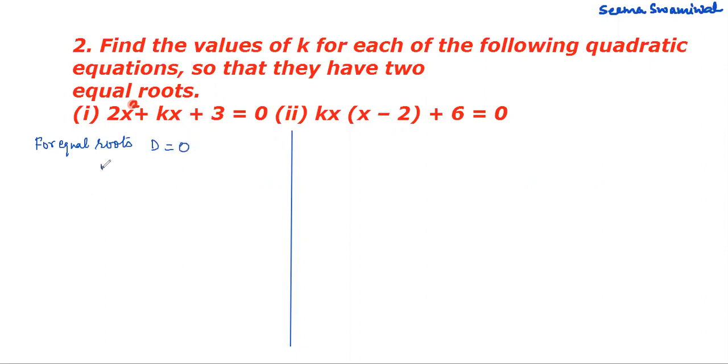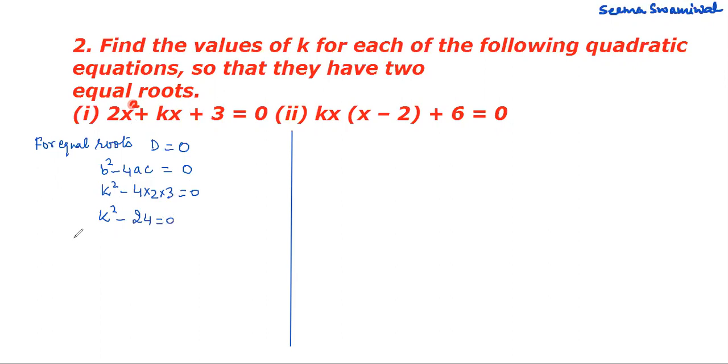For equal roots, D is always equal to 0. So this implies b square minus 4ac. Let's put the value of D here. B square minus 4ac is equal to 0. Now put the value of a, b and c here. B is k. So this is k square minus 4 into 2 into 3 is equal to 0. That means k square minus 24 is equal to 0.